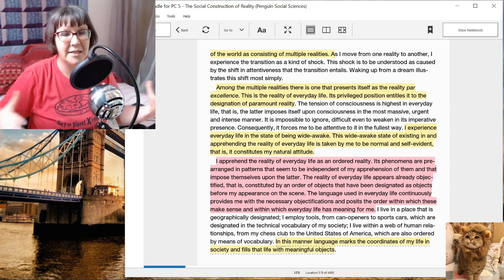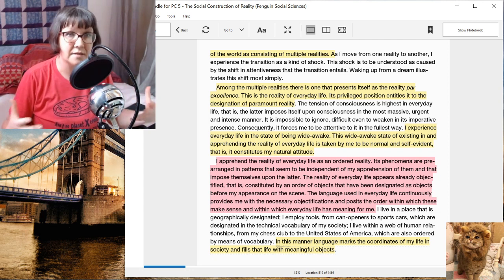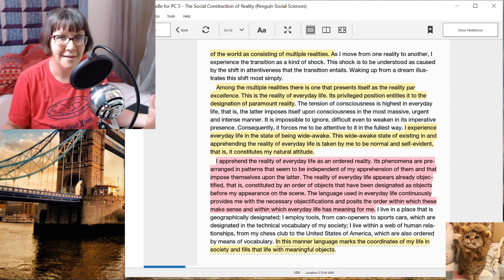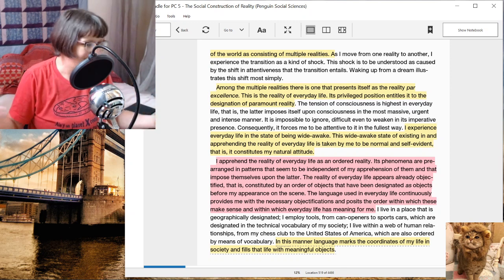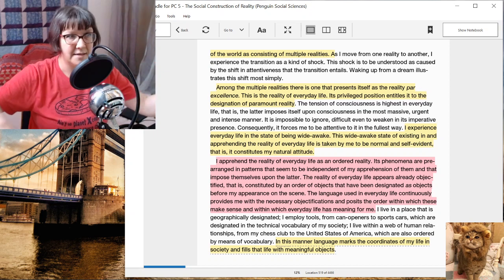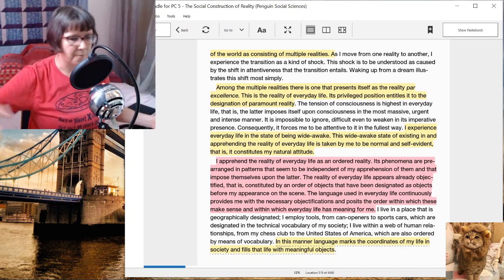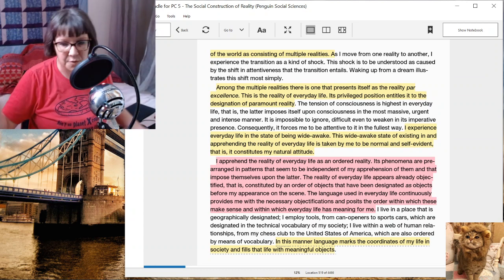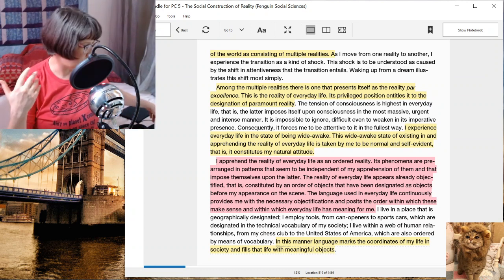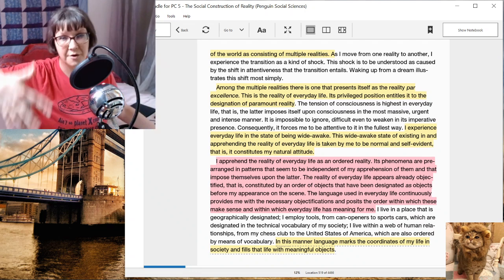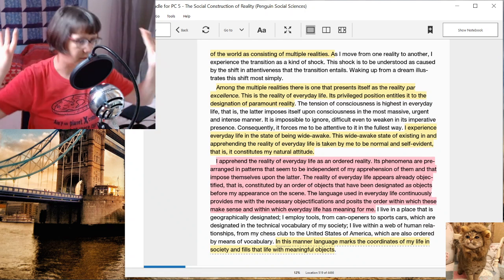So our dream reality, we understand, appears real at the time, but when we wake up, we can reflect back and go, actually, that wasn't real. But this reality, as far as we know, is the real one. And this is the one that we spend most of our time in and operate within. So even though there are multiple ways of realities appearing to our consciousness, the everyday one we're talking about here is sort of par excellence.